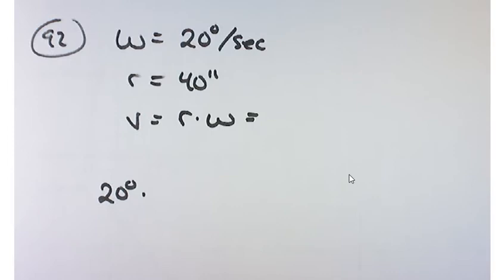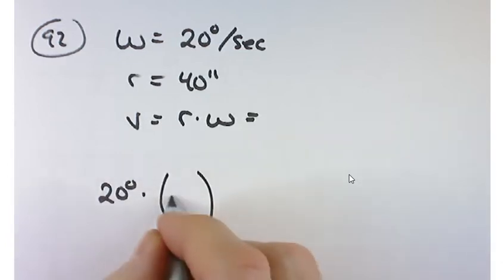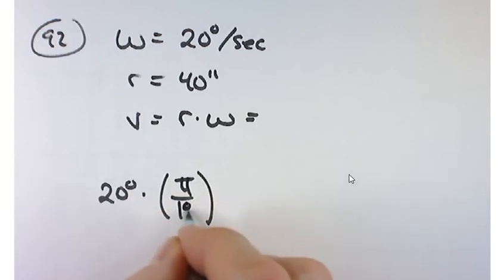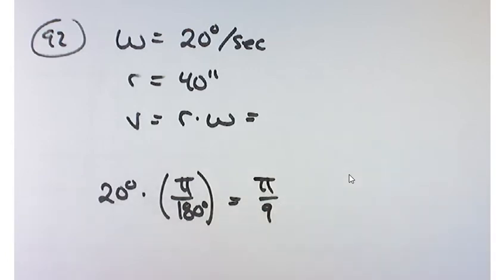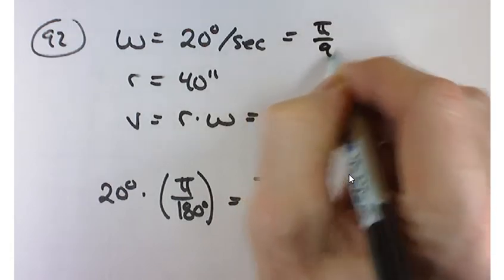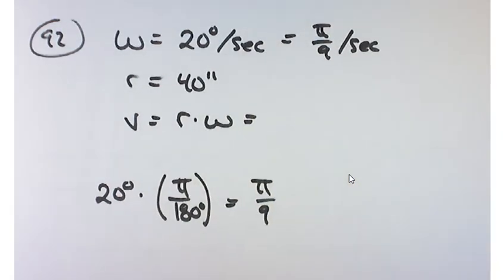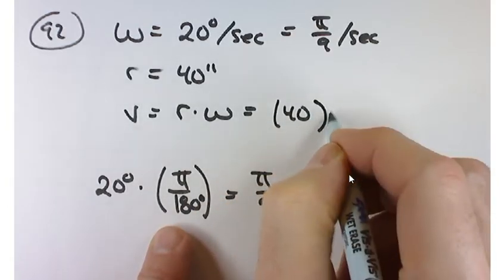Natalie, what am I going to multiply to convert this to radians? Perfect. Pi over 180. Units of degrees cancels out. In fact, the 20 goes in here exactly 9 times, so I'm left with pi over 9. So I'll write that as pi over 9 per second. That's the rate at which our angle is changing. If I then plug it into my formula, I get 40 times pi over 9.